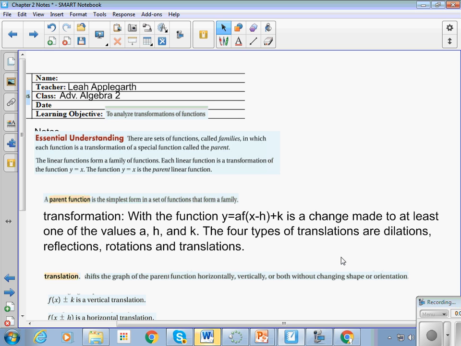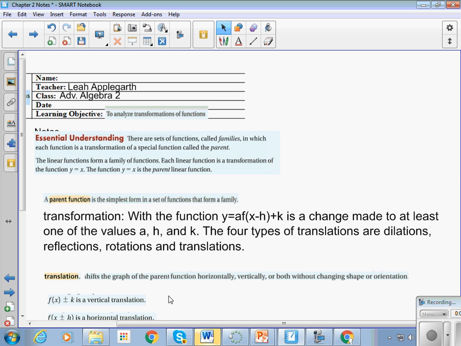If you need a moment, I'm going to be moving on, but if you need a moment at home, go ahead and pause the video and write these definitions down. A translation. So we're talking transformations. Don't get these two mixed up, because a translation is a type of transformation. So a translation shifts the graph of the parent function horizontally, vertically, or both without changing the shape or orientation. So it just takes your entire graph and moves it left or right, or up and down.